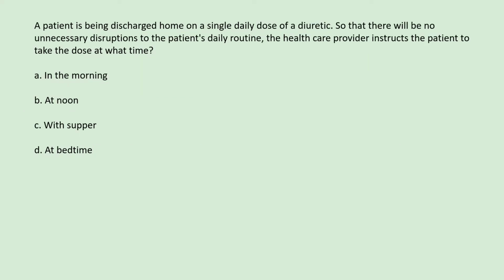A patient is being discharged home on a single daily dose of a diuretic, so that there will be no unnecessary disruptions to the patient's daily routine. The healthcare provider instructs the patient to take the dose at what time? A. In the morning. B. At noon. C. With supper. D. At bedtime.